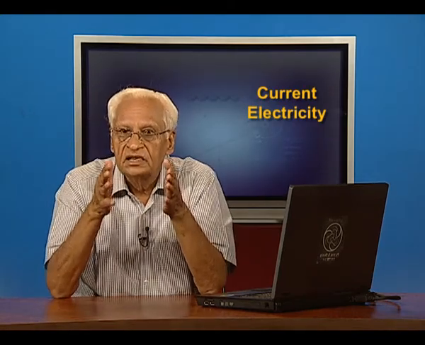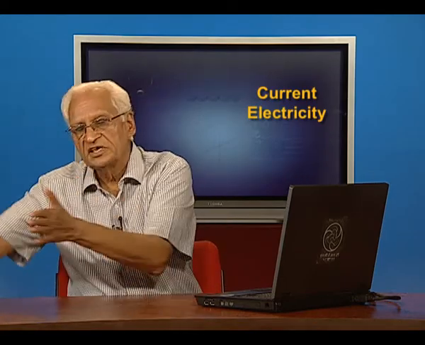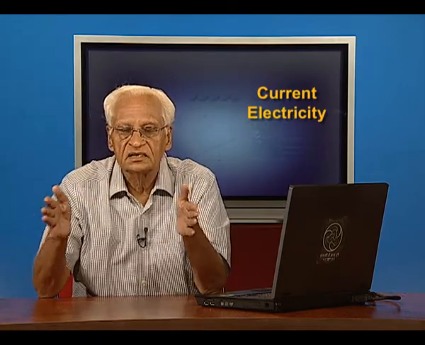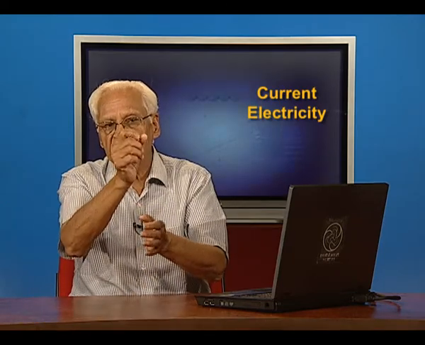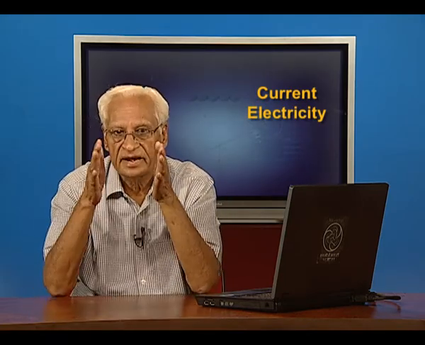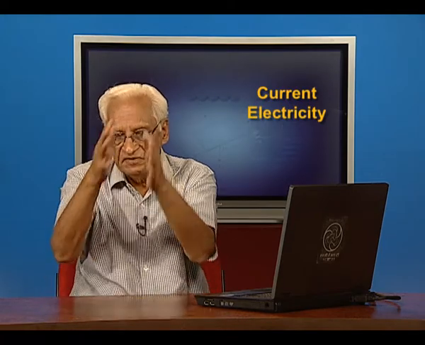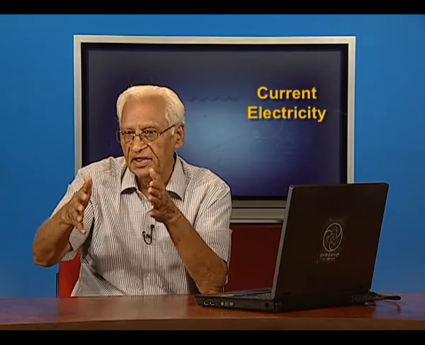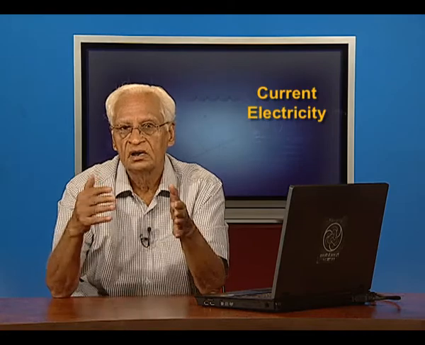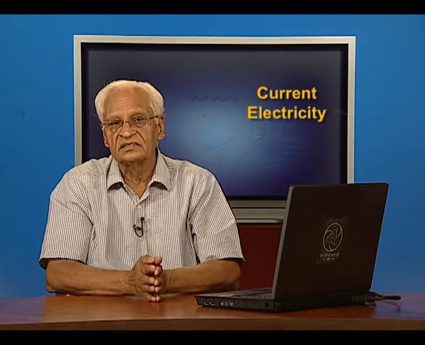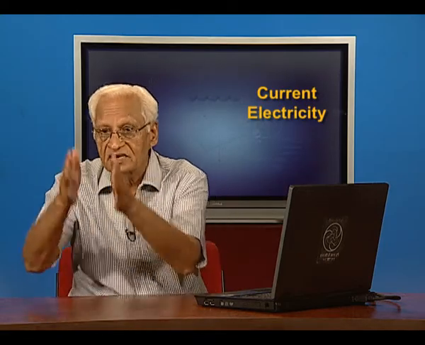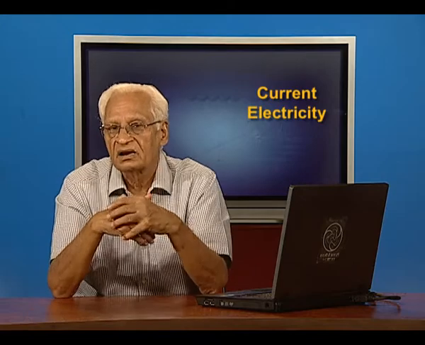And the resistances, when they are one after the other, are said to be in series, and they are added up. When they are parallel, it means that there is a division of current through two resistances. They are in parallel, and the effective value is given by 1 by R effective equal to 1 by R1 plus 1 by R2 plus 1 by R3 and so on. And we can work out what R effective would be. The net result is that R effective is less than either of the resistances in parallel arrangement.